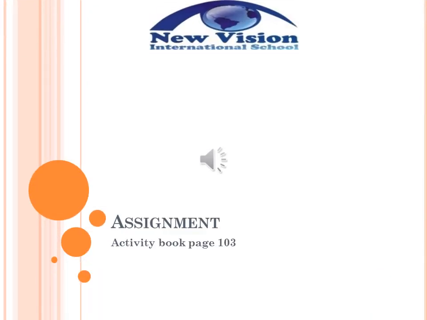The last thing is assignment. Activity book, page number 103.